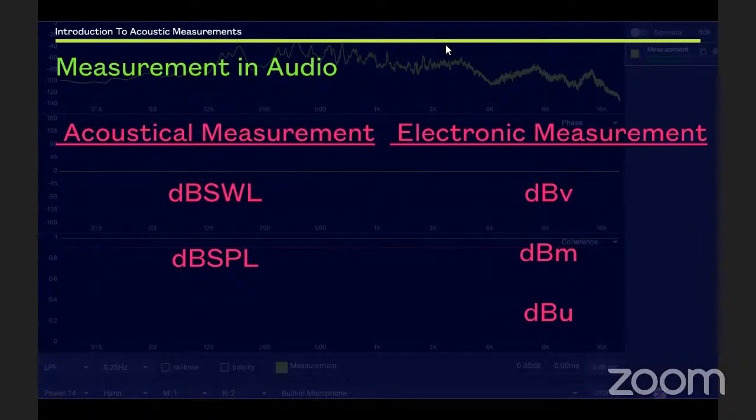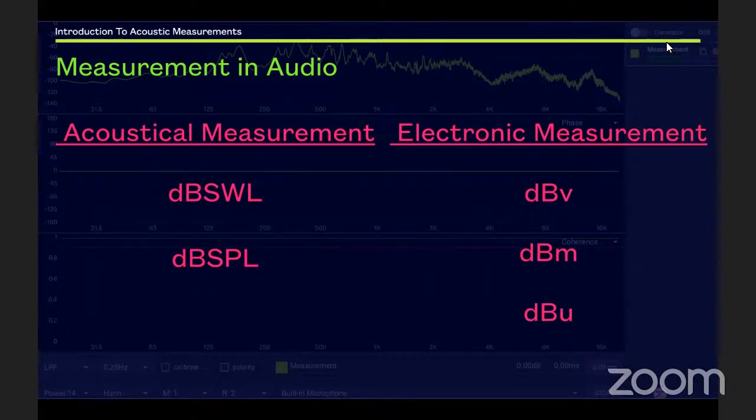Can anyone tell me anything about this? Now, why do I say acoustical and electronic measurements? This you have already learned in class, so can you all tell me the difference between acoustic and electronic measurements? How are they different from each other? It doesn't matter, I don't need definitions, you can just give me your own understanding.